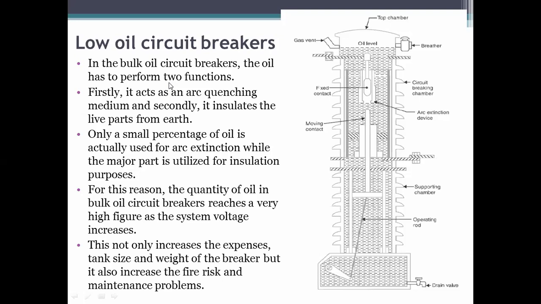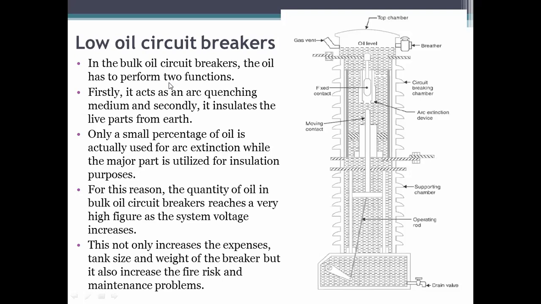Sorry, in bulk oil circuit breakers. And that's why we are requiring the more quantity of the oil. That's why it is called the bulk oil circuit breaker. But in these low oil circuit breakers, we are using very less quantity of oil. That is nothing but only 10% of oil we are using for the arc extinction. Okay. So for this reason, the quantity of oil in the bulk oil circuit breaker reaches a very high figure as the system voltage increases. जो बल्क ऑइल सर्किट ब्रेकर मध्ये काय होतं, ज्यावेळी आपण व्होल्टेज इन्क्रीज करतो, for high value of voltage we have to increase that oil level also.